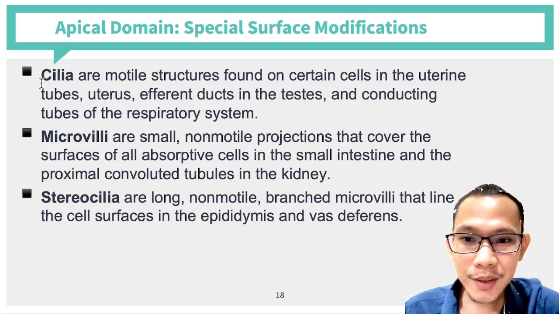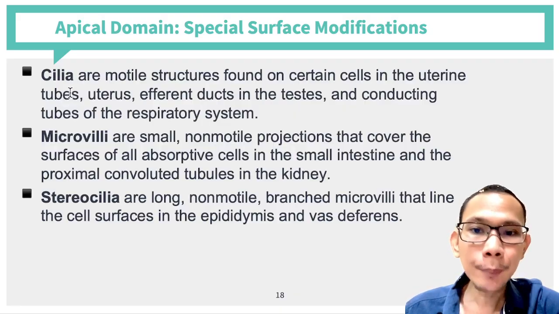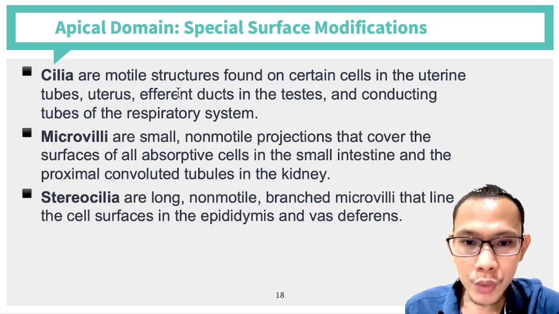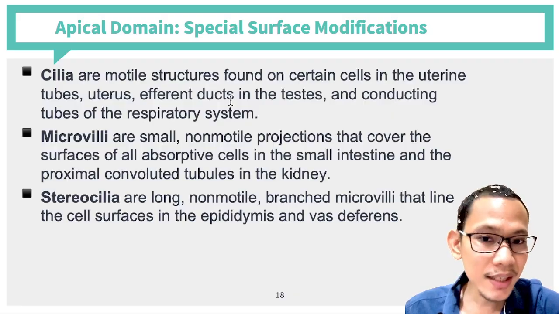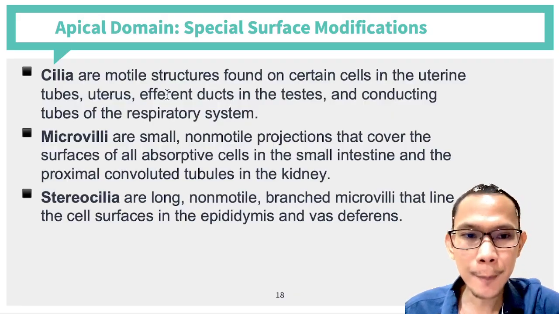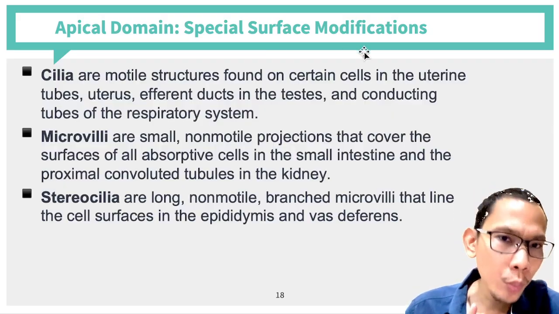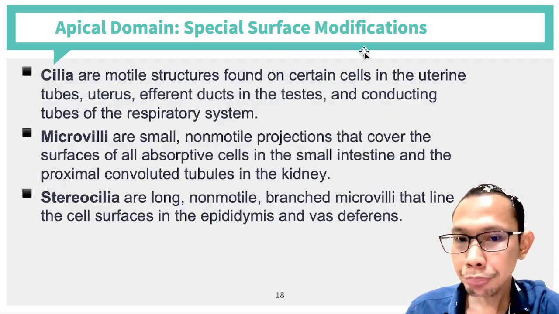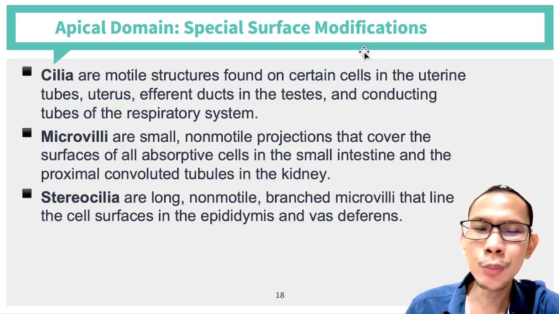Okay? First, cilia. When I say cilia, these are motile structures found on certain cells in the uterine tubes, uterus, efferent ducts in the testis, and in your respiratory system. When I say uterine tube, where can you locate that? Uterine tube. Saan mo yun malolocate?